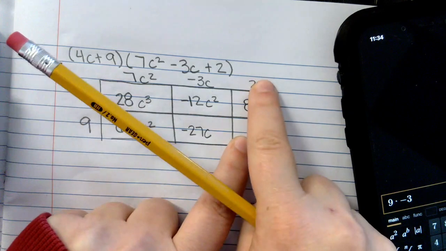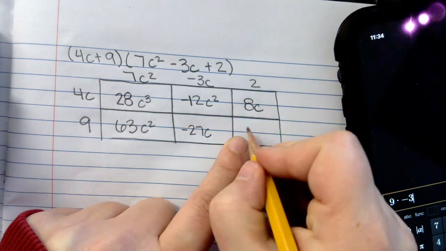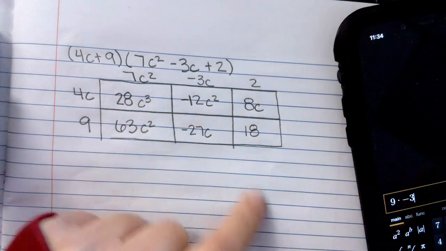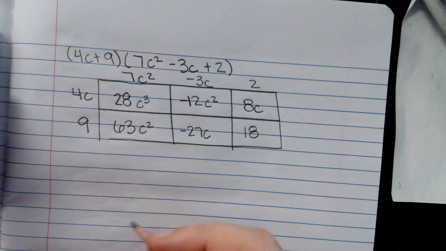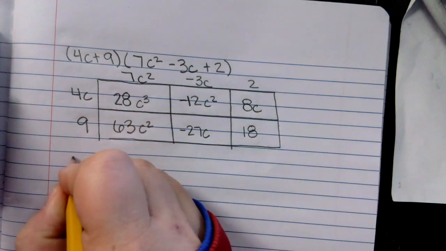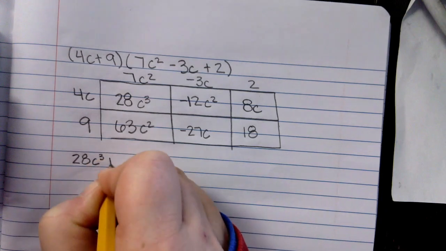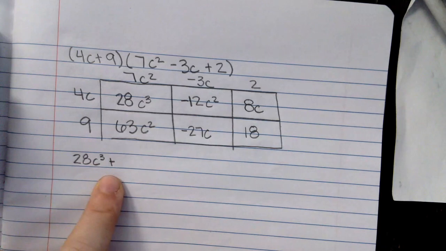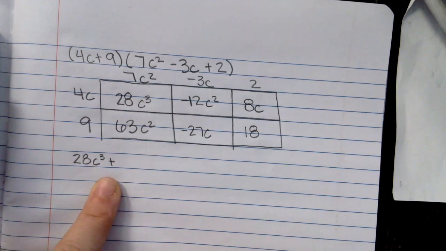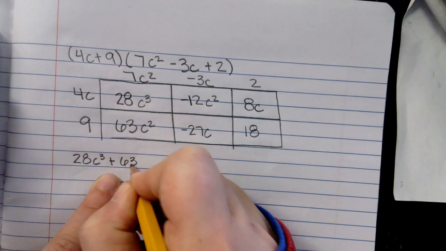All right, so if we write out our answer, we have 28c to the third power. Do I have any more c to the third powers? Okay, so now I want to do my c squareds. So I have 63c to the second power. Any other c squareds? Negative 12c to the second power. So eventually I need to combine these, because these are like terms.